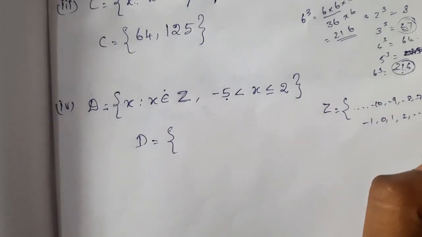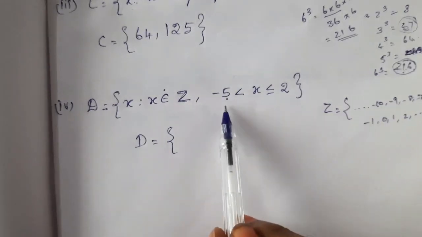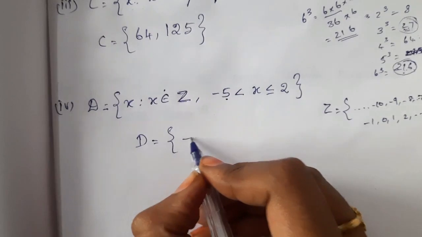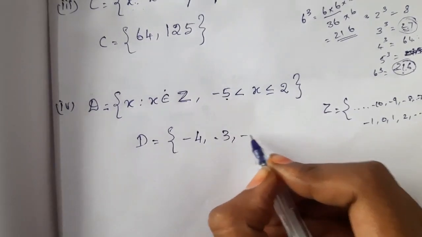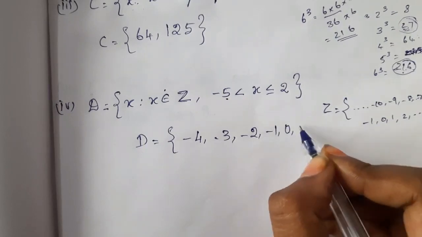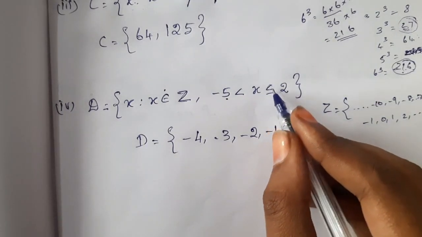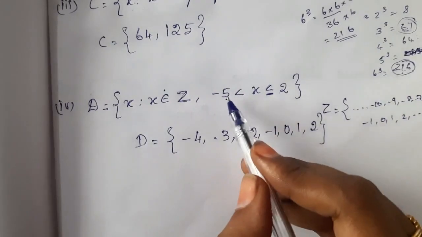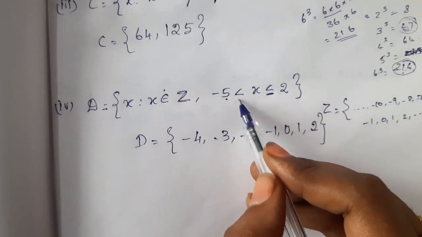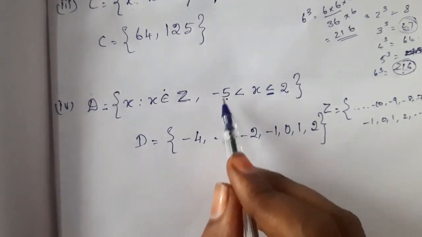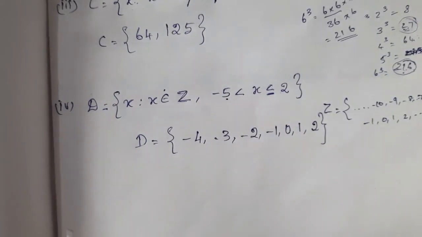Okay, this is the set of all integers. Our set starts from minus 5, so minus 4, minus 3, minus 2, minus 1, 0, 1, and less than or equal to is given, so we can use 2 also. Here they didn't give the equal to. If they had given equal to, we could use minus 5, but they didn't, so we should not use minus 5. Okay, next problem.